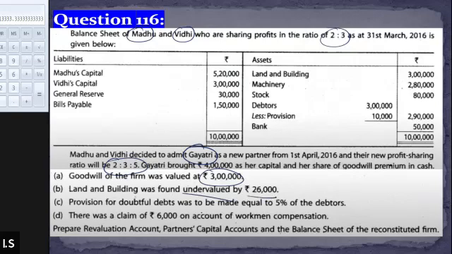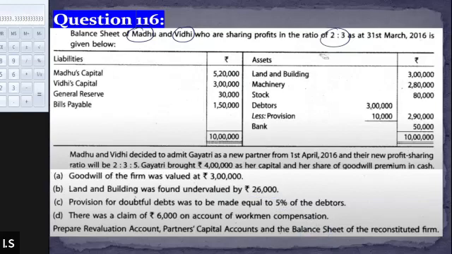Provision for doubtful debt was to be made equal to 5%. There was a claim of 6,000 on account of workman compensation claim. We need to prepare the revaluation account, partners capital account, and balance sheet. I hope that all of you remember how we prepare the revaluation account. We did this long ago. I'm sure that you will be able to recall this.